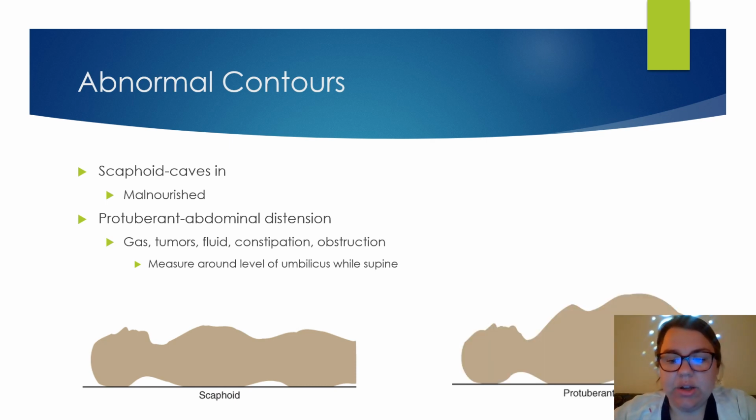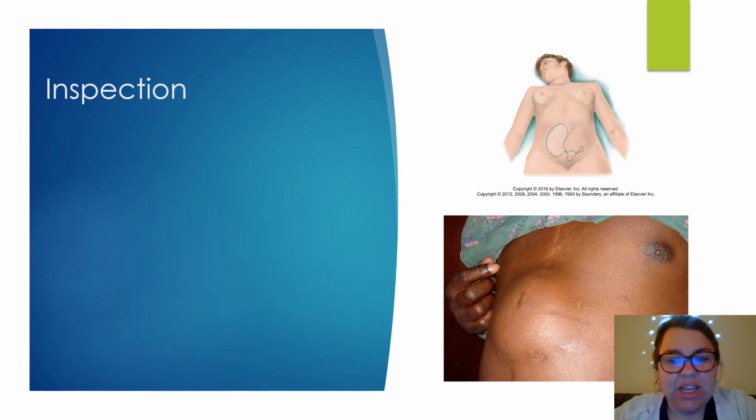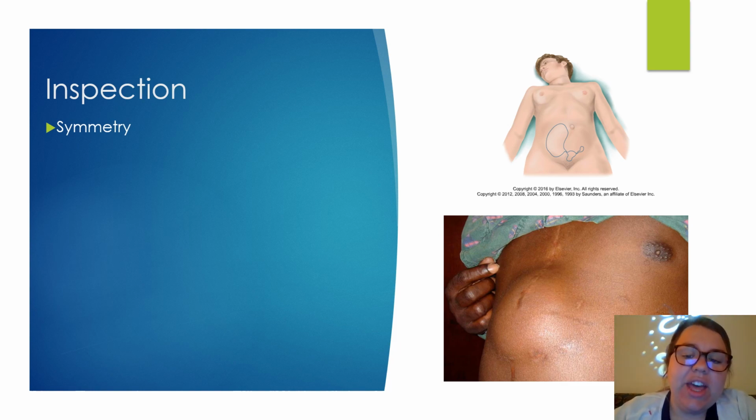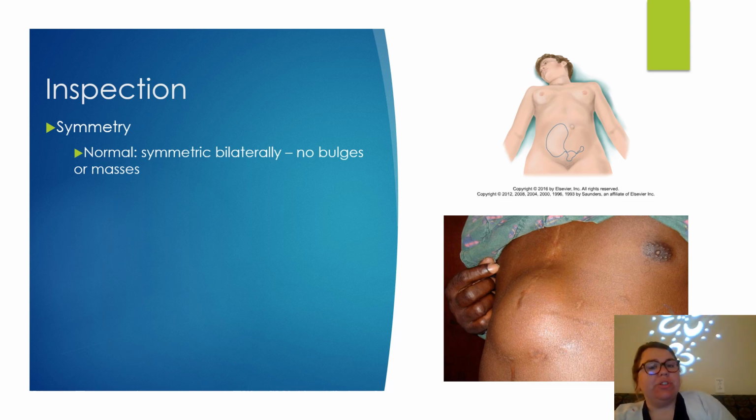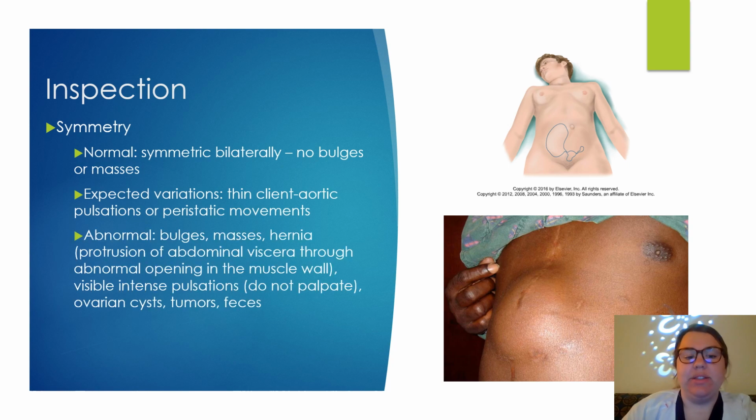So here is your protuberant. This gentleman looks like he has ascites. That's pretty bad. Okay, inspection. You're looking for symmetry. Here they have a hernia. Normally symmetric bilaterally, so there are no bulges, no masses. Expected variation: with a thinner client, you'll see aortic pulsations or peristaltic movements. Abnormal, there'll be bulges, masses, hernias, or protrusions from the abdominal wall.